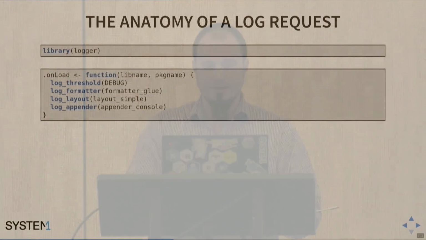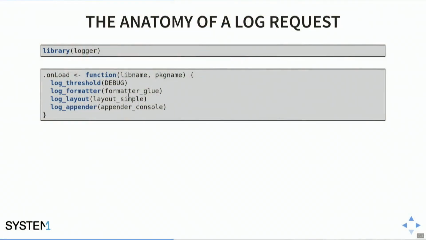The fourth step defines where the log record has to be delivered, which can be a console, a file, a database, or maybe Slack. And the end result is here. Once you load the package, all these functions are automatically run. So that means that Logger is ready to be used right away.